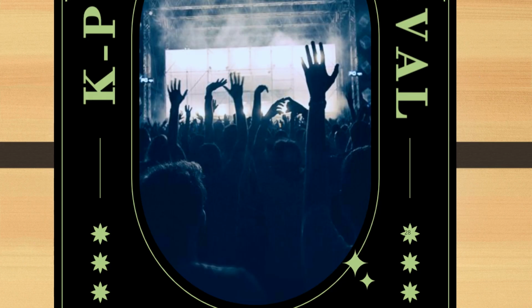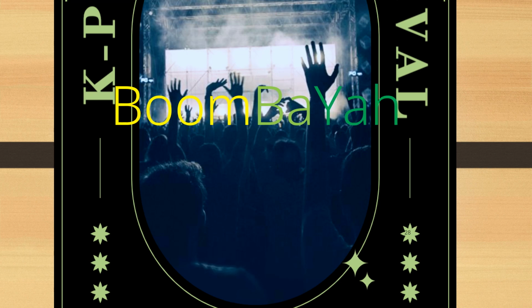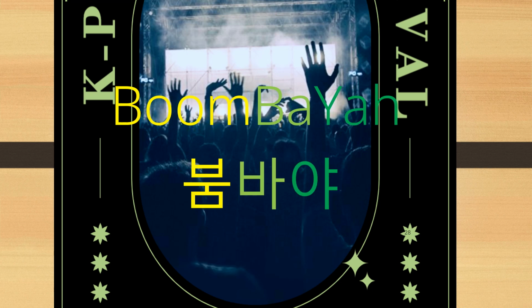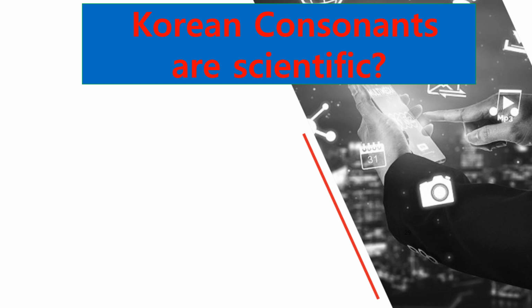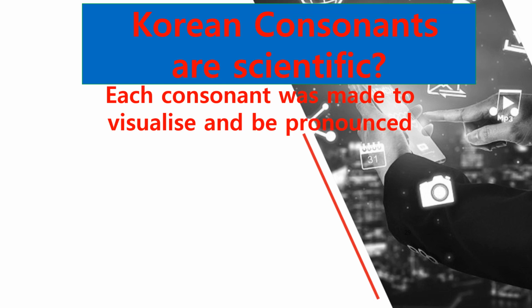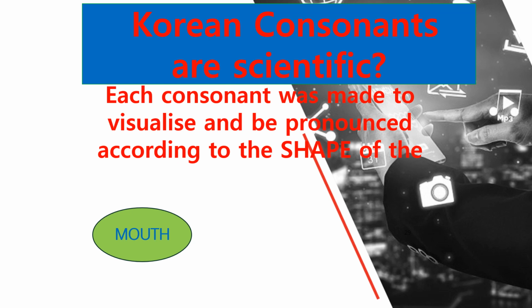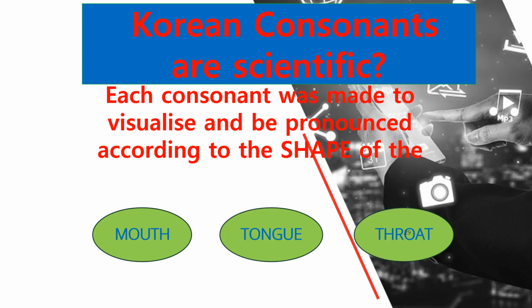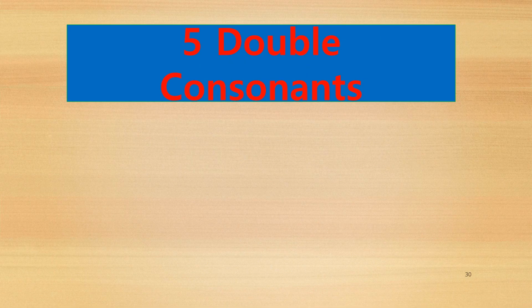So this one is K-pop. Boom, ba, ya. Okay, that's a Blackpink song, and Korean boom, ba, ya is more compact and on top of each other. And Korean consonants are scientific. Each consonant was made to visualize and be pronounced according to the shape of the mouth, tongue, and throat. Quite interesting, and we'll find out if it's the case.